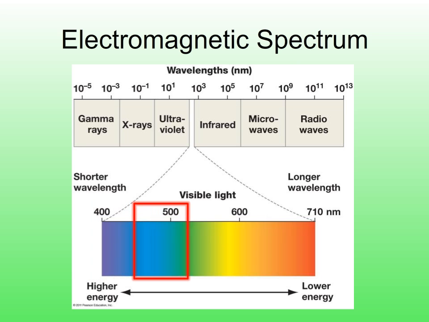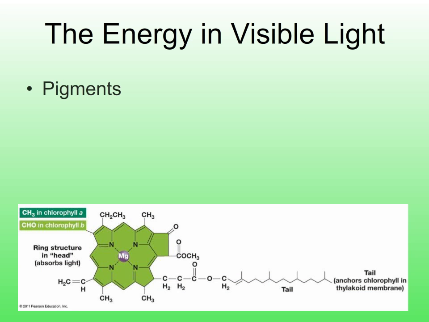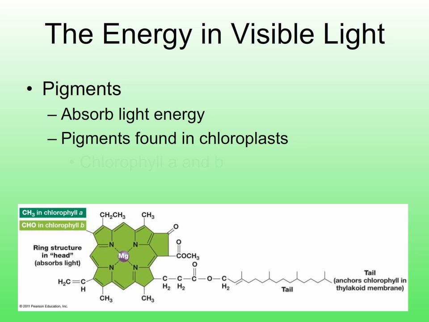Shorter wavelengths, like violet light, have high energy levels, while longer wavelengths, like red light, have lower energy levels. Different pigments in thylakoids absorb different wavelengths of light, and therefore different energy levels. The main pigments in most plants are chlorophylls, which are green in color. Other pigments called carotenoids range from yellow to red.